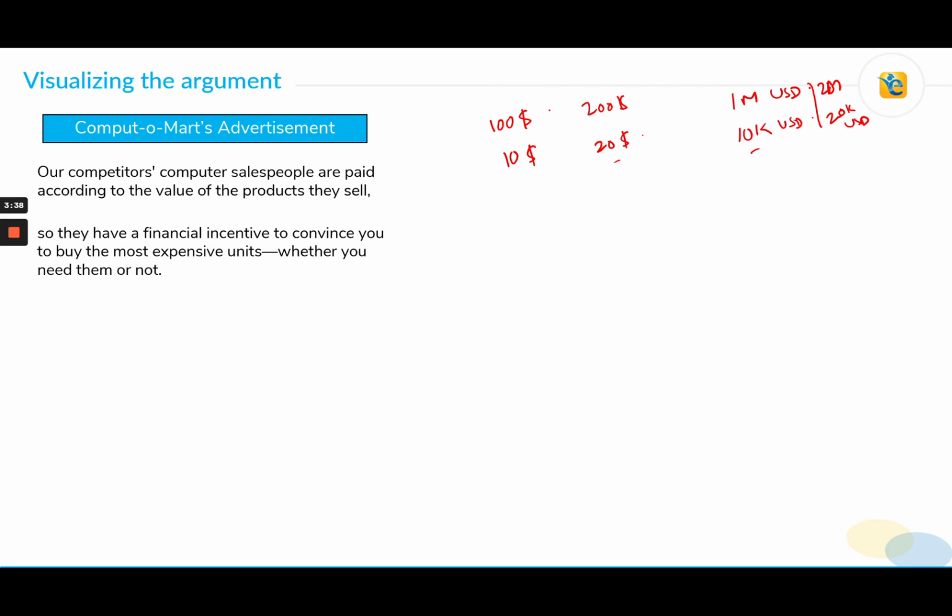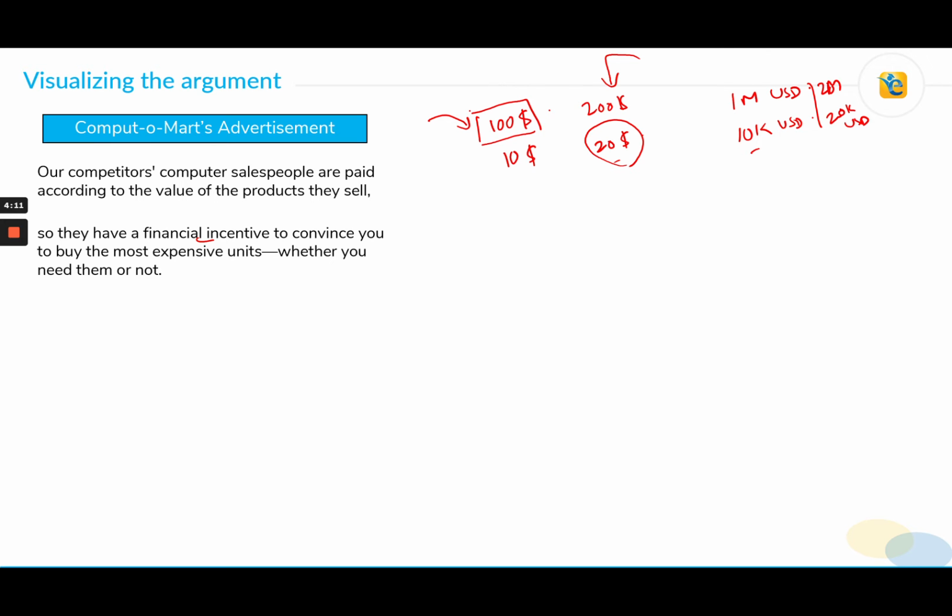What does this mean practically? It means that I have a financial benefit if I can convince my customers to buy more expensive units. Simple. Imagine that I'm the customer, and in reality, I need to buy only a $100 laptop. This meets all my requirements. But if I go to this particular competitor, the salesperson is going to try to convince me to buy a $200 laptop for his own financial benefit because he gets a better commission.